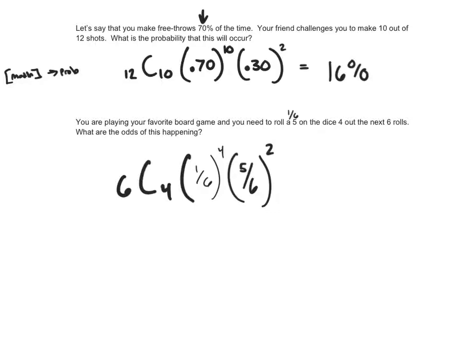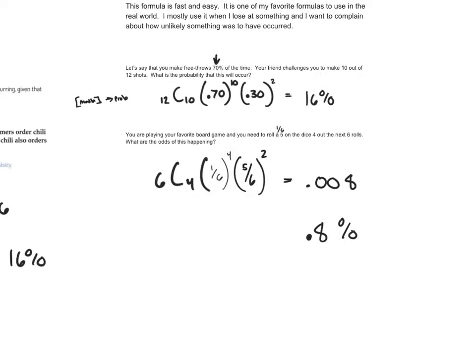So when you type that in on your calculator, what you get is 0.008, which if we multiply that by 100, you'll get 0.8%. So you should not feel very confident at all that if you needed to get exactly a 5 on 4 out of the next 6 rolls, it's not very likely that that's going to happen for you.